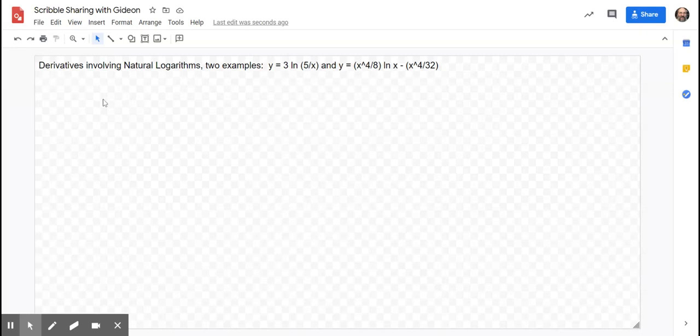All right, here are a couple of examples of doing derivatives with natural logarithms. The two specific examples are shown: 3 natural log of 5 over x, and then y equals something pretty complicated with x to the fourth and natural logarithm involved. What I'd like to do first is remind you that you often have two ways to do natural logs because you can transform the way a natural log is expressed by applying the rules of natural logs.